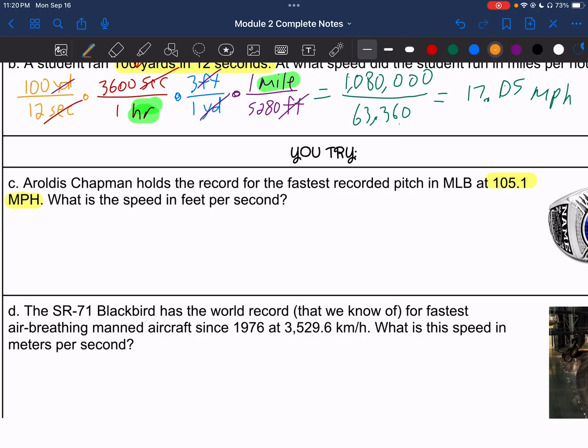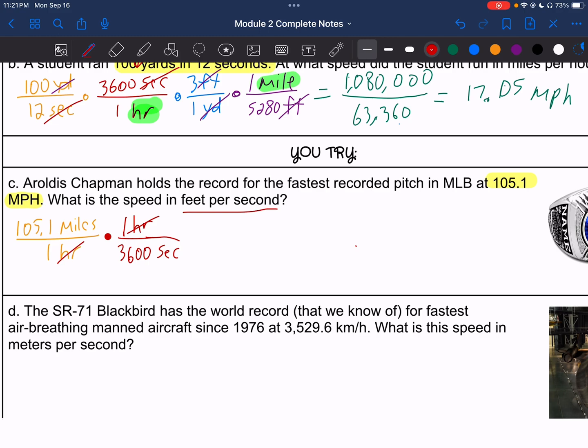So, we are starting with 105.1 miles per 1 hour. Okay, now we're going to convert kind of backwards of what we've done recently. So I know that conversion we're trying to get to feet per second. That's our goal. So we need seconds in our denominator. Well, I know 1 hour is 3,600 seconds. So hours cancel out. So now I have miles per second.